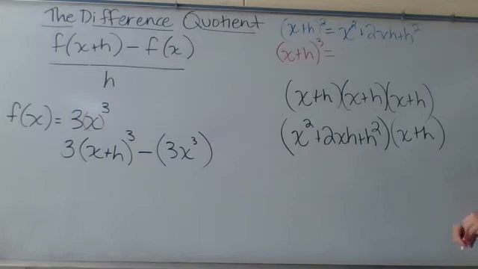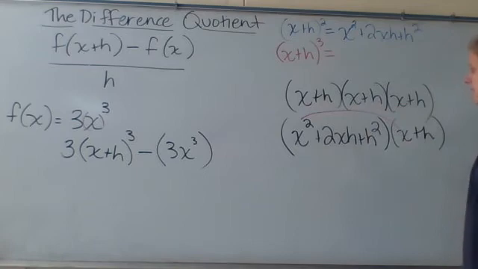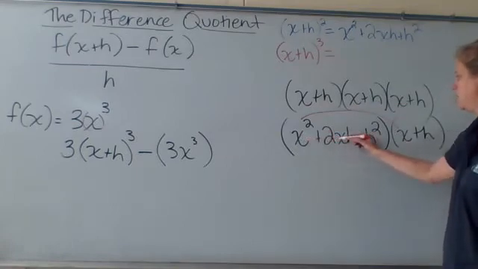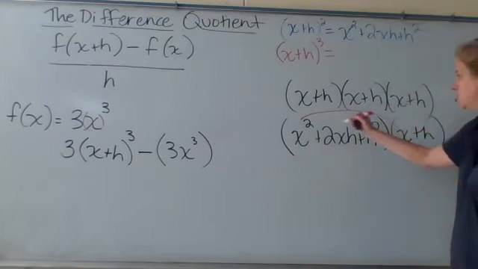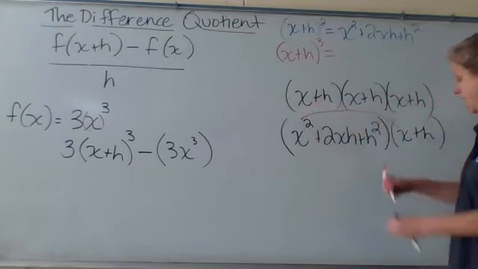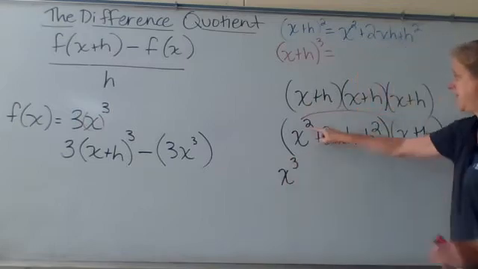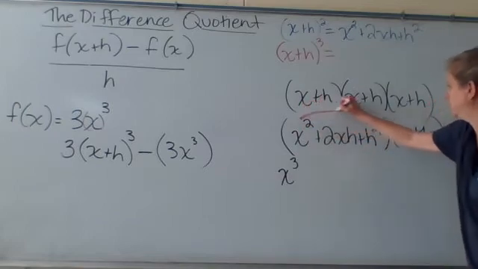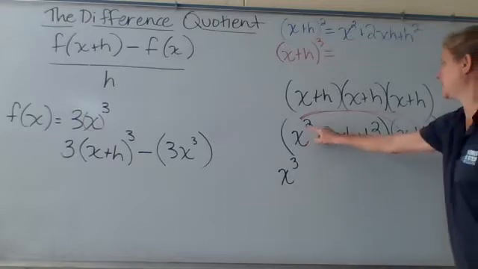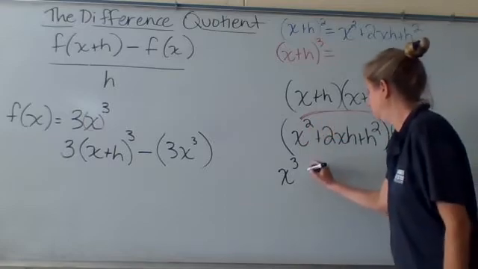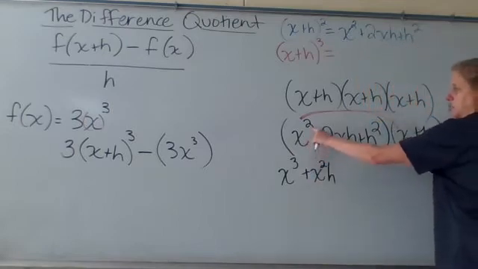So I'm going to do a lot of distributing here. The first thing I have is x squared times x, because what you're doing is you're distributing each one of these terms in the first parenthesis to both of those terms in the second. So I'm going to have x squared times x, which gives me x to the third. X squared times h just gives me x squared h. So I'm done distributing x squared.